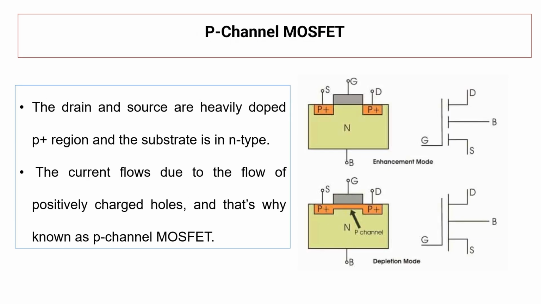In the P channel MOSFET, the drain and source are heavily doped P plus regions and the substrate is N type. The current flow is due to the flow of positively charged holes, and that's why we call it a P channel MOSFET.